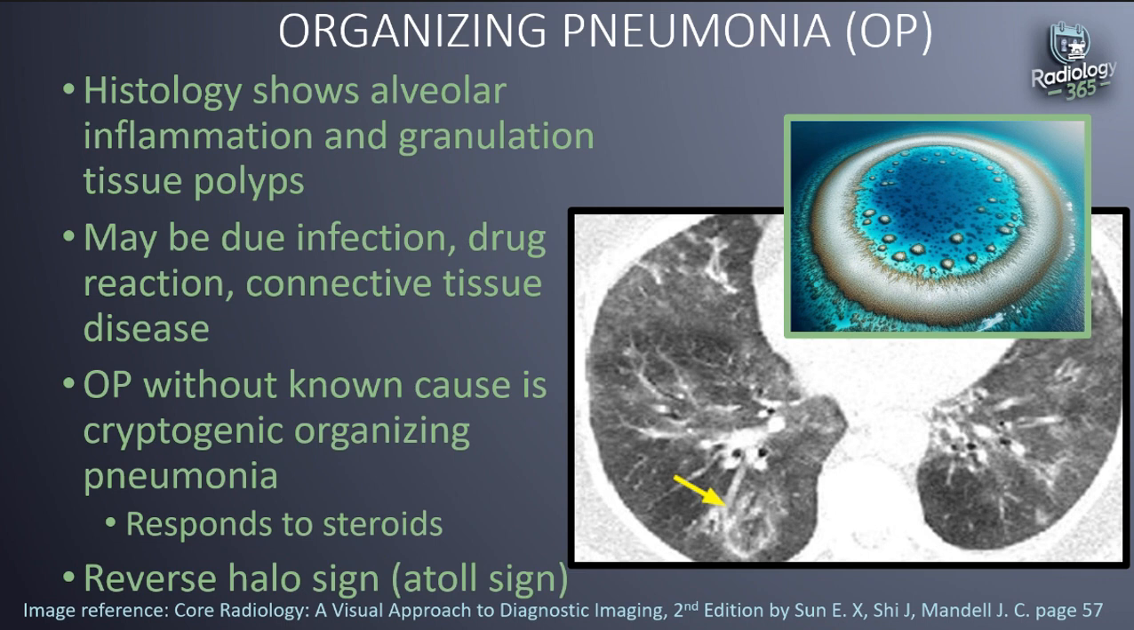Now, let's not confuse the halo sign with the reverse halo sign. The halo sign is typical for invasive aspergillus, and that one shows a central opacity with peripheral ground glass. So in this image, an axial CT, it shows patchy consolidative opacities in a peribronchovascular distribution, and there is also the reverse halo sign or the atoll sign in the right lower lobe, where we have a central lucency surrounded by a peripheral opacity.